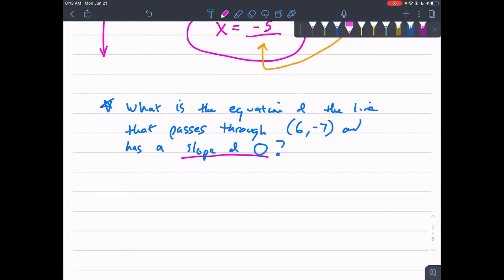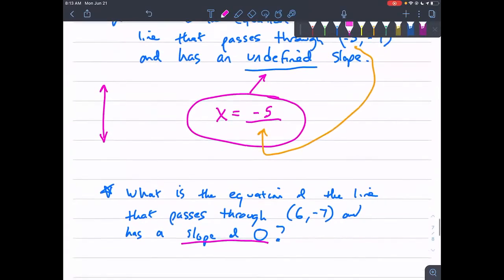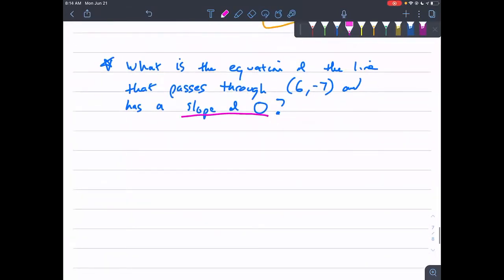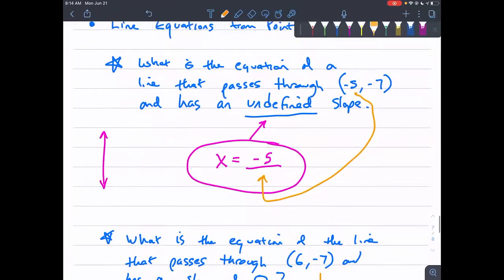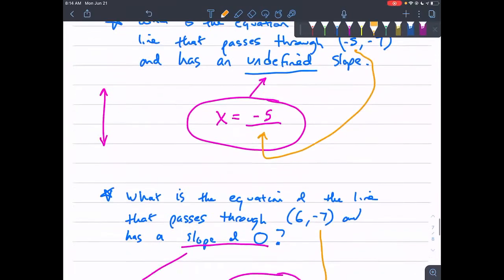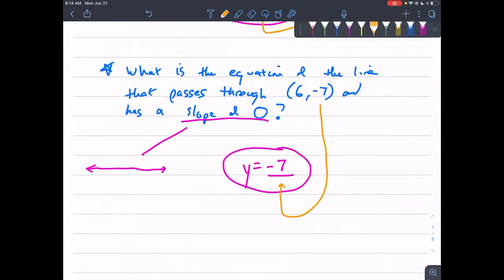Okay, so if you're writing the notes, you might underline that slope of 0 part. The last one had an undefined slope. Undefined is straight up and down. Slope was 0, horizontal. So that would look like this. And those ones, you might remember, those are y equals equations. And in this one, hopefully, -7. So hopefully when you get to the line equations from point slope form, that second one, hopefully those go pretty quickly for you.